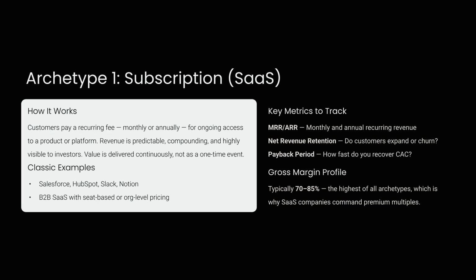Archetype 1 is subscription or SaaS. Customers pay a recurring fee for continuous access. Revenue is predictable and highly visible. Key metrics include monthly recurring revenue or annual recurring revenue, net revenue retention, and payback period. Gross margins are typically 70 to 85%.